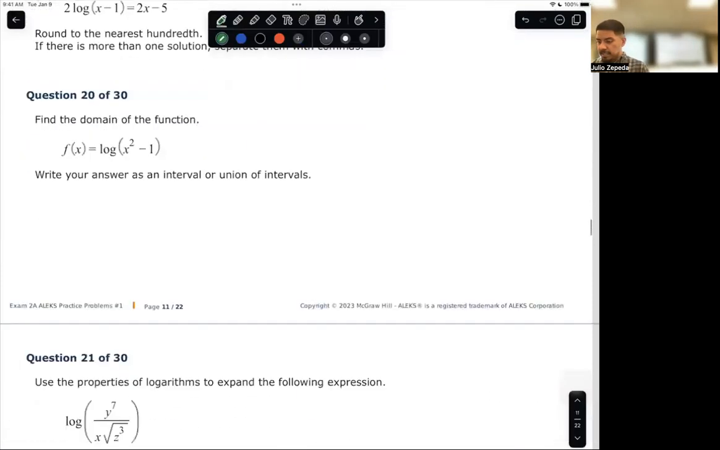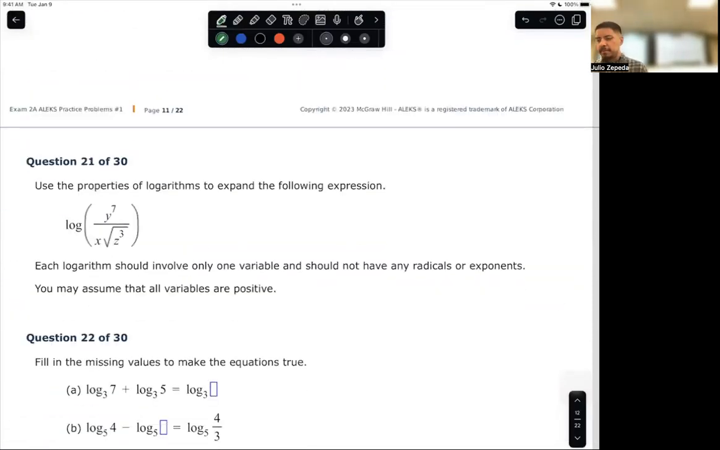21. All right. Ooh. Okay, that one's nice. So it says use the properties of logarithms to expand the following expression. Each logarithm should involve only one variable and should not have any radicals or exponents. You may assume that all variables are positive. Okay, so we want to get rid of any radicals or exponents.